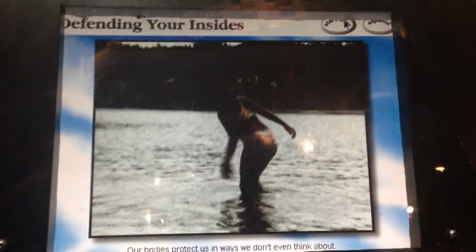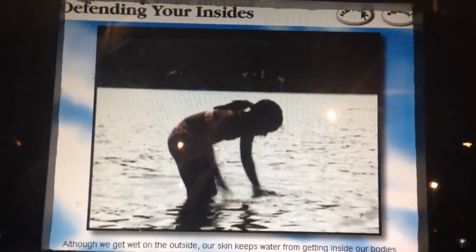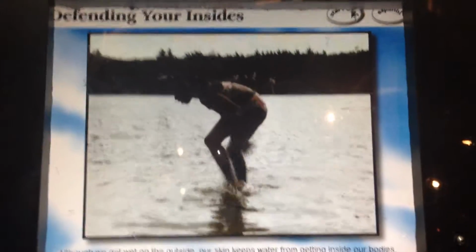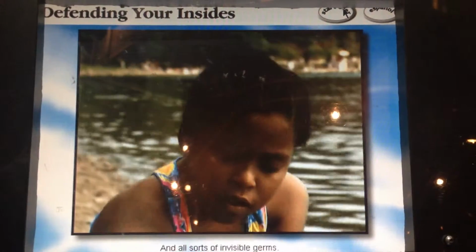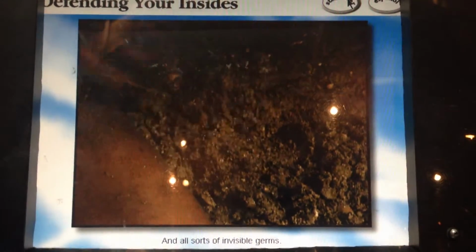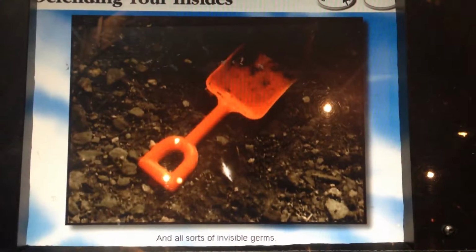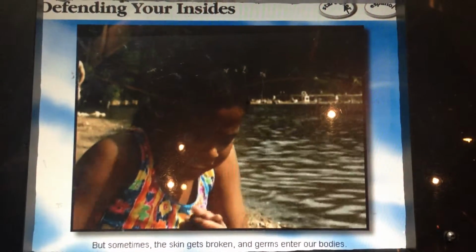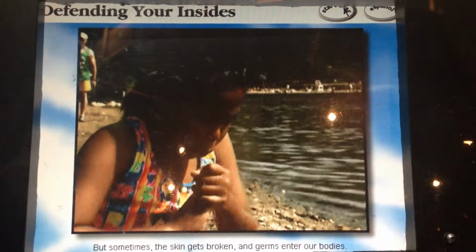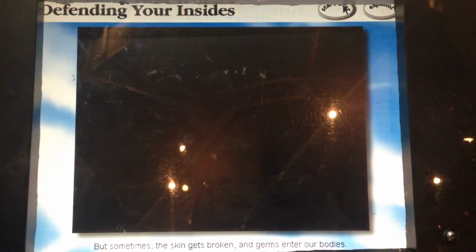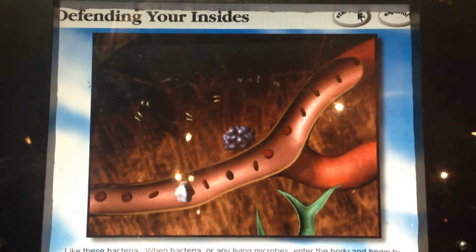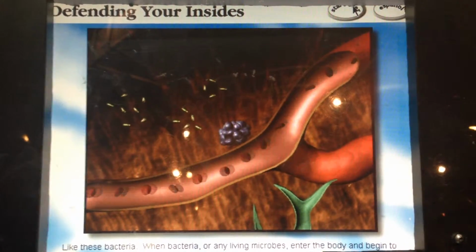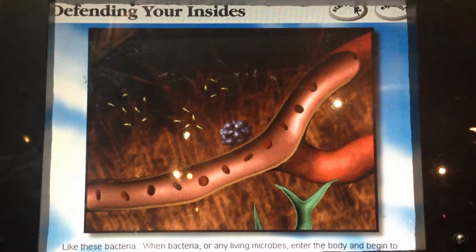...us in ways we don't even think about. Our skin, for example. Although we get wet on the outside, our skin keeps water from getting inside our bodies. And sand. And all sorts of invisible germs. But sometimes the skin gets broken and germs enter our bodies. Like these bacteria. When bacteria or any living microbes enter the body and begin to reproduce, an infection is underway.